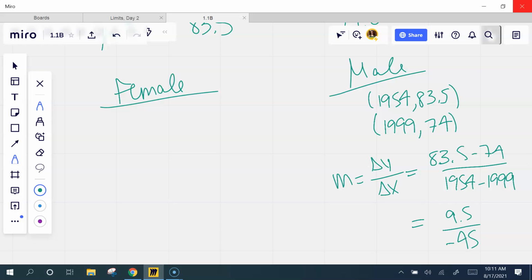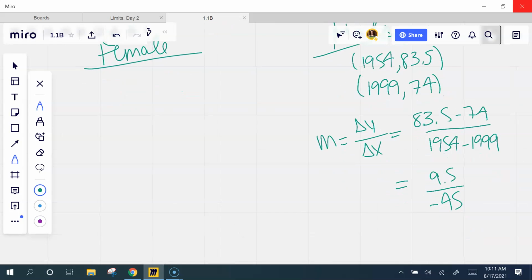It doesn't matter which one you start with as long as you start with that same point on the bottom. So if I'd started with 99 up top, I need to start with 1954 on the bottom. So either way is fine. If I divide by 45, then I get, what is that in a fraction? 0.21111 repeating. What is that? Anybody hit math enter and get the fraction for the slope?